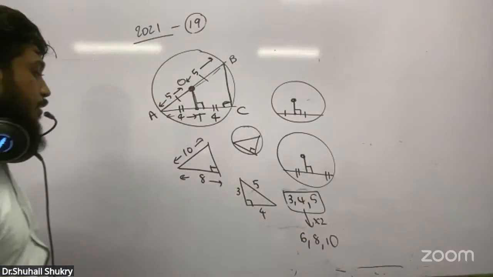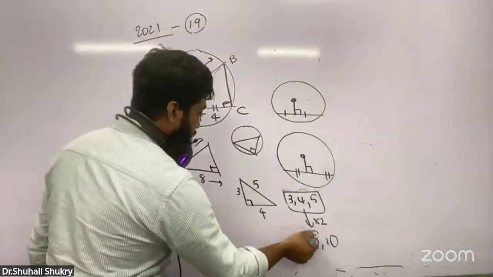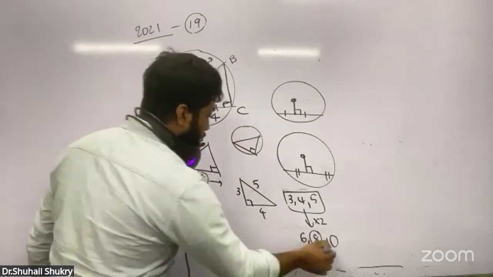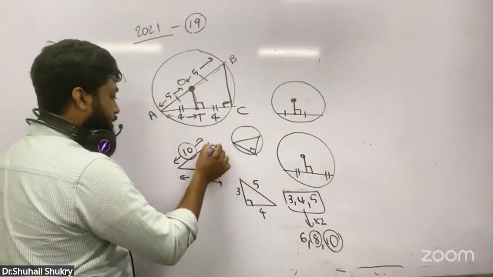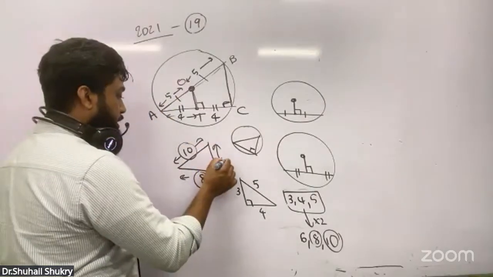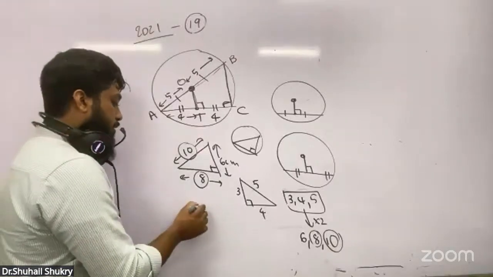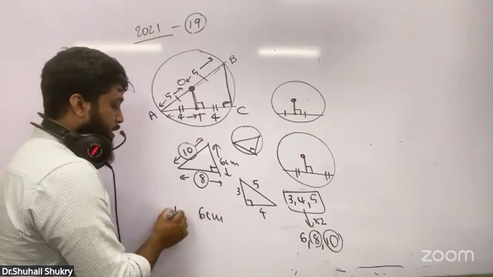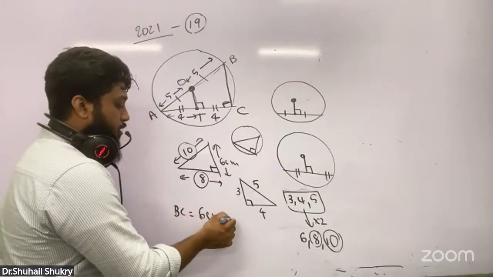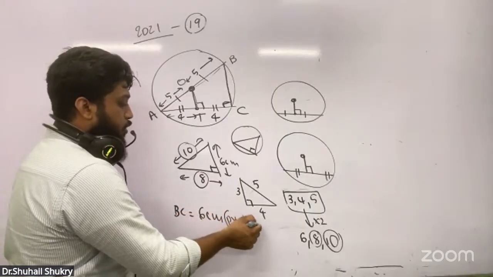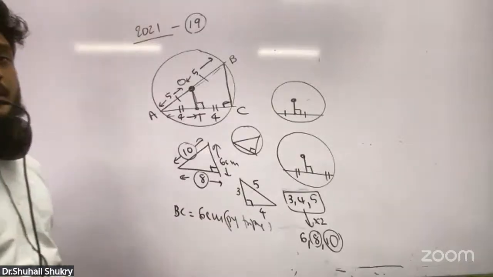Then I have two numbers from this now. I got 8 here. I got 10 here. Then what is this distance? 6 centimeter I can write. Then directly I can write here, this is equal to 6 centimeter. Again, BC equal to 6 centimeter. Answer is what? Pythagoras triple, we should write. Okay, it's a Pythagoras triple.